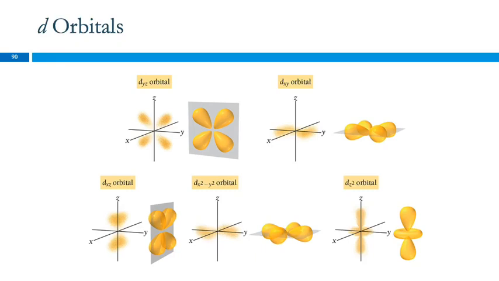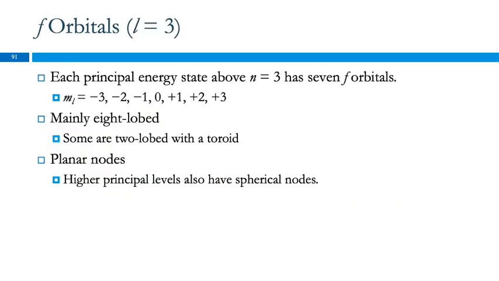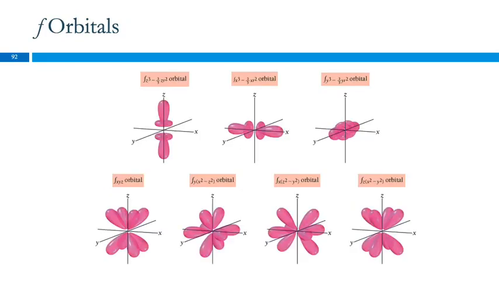Where did these shapes come from? These shapes came from solutions to Schrodinger's equation using the 4 different quantum numbers. So we didn't just make these things up. I mean, who would do that? And then the f orbitals.